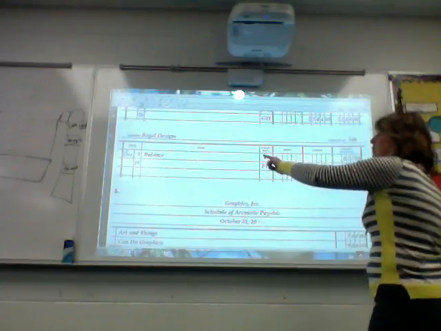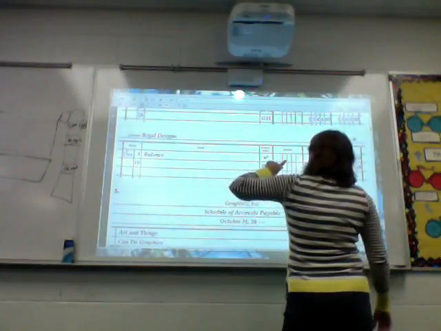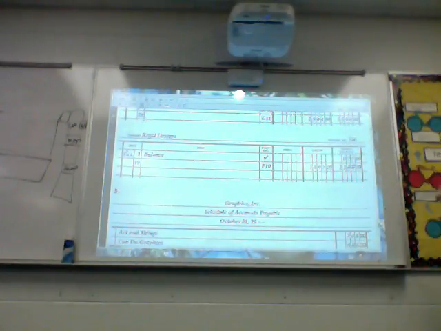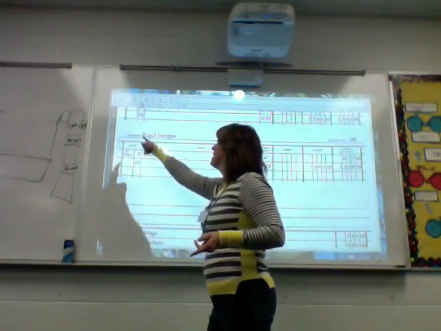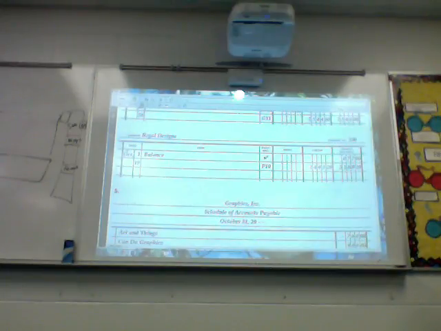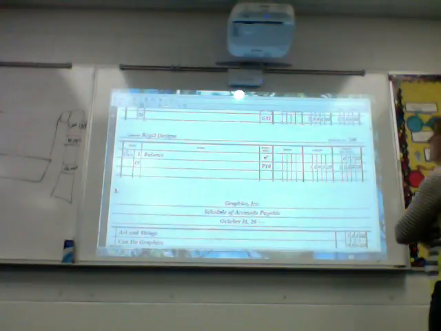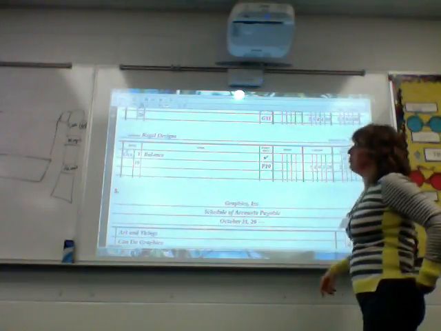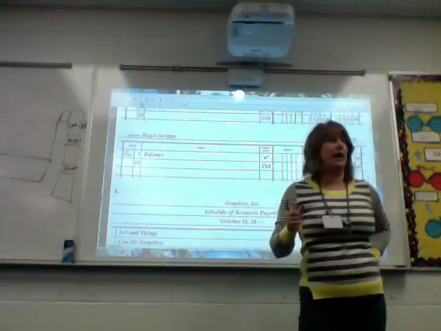So find this blank form, if you will. Write Regal Designs on the line and vendor number 240. This ledger is made for accounts payable because it says vendor. Okay? So this is a subsidiary ledger. It's an accounts payable ledger. So we've assigned vendor number 240 to Regal Designs.